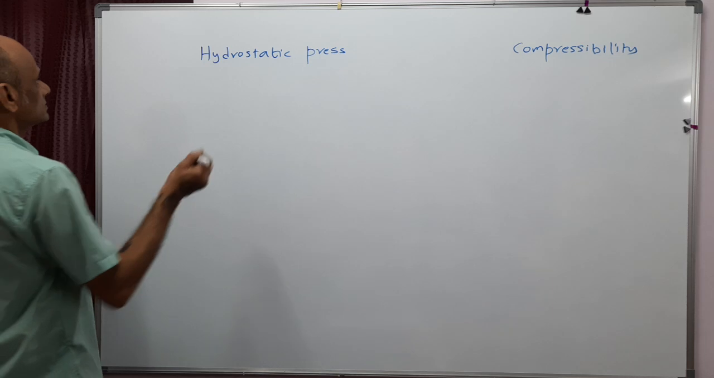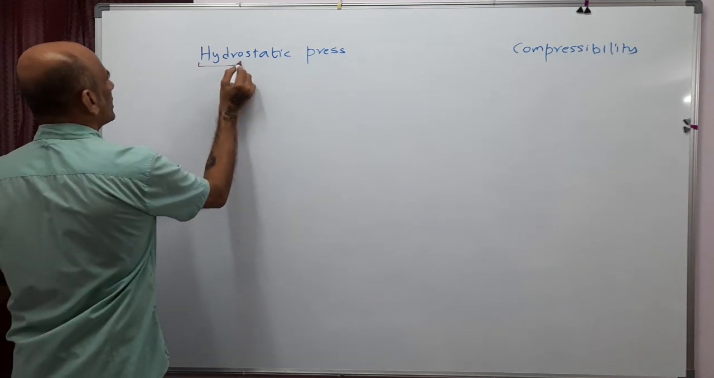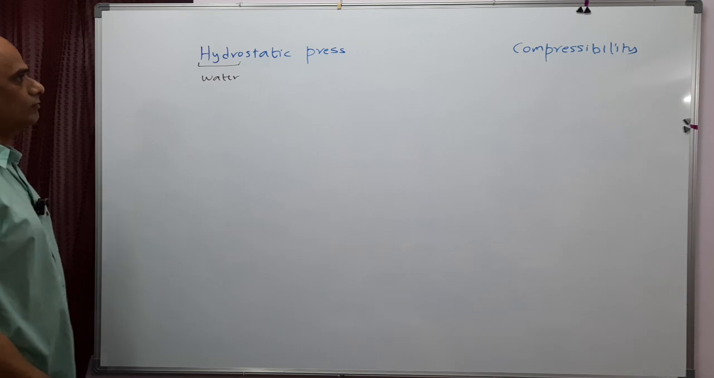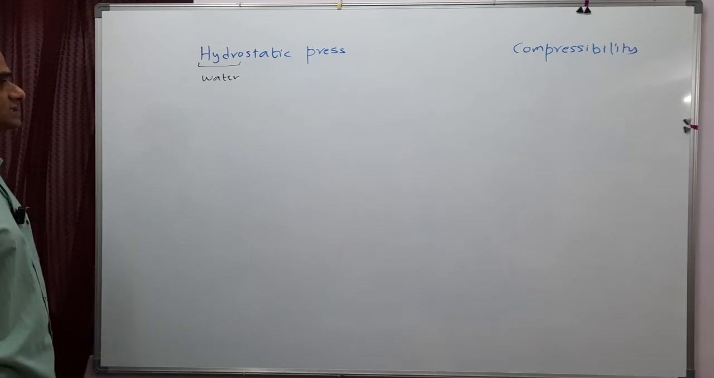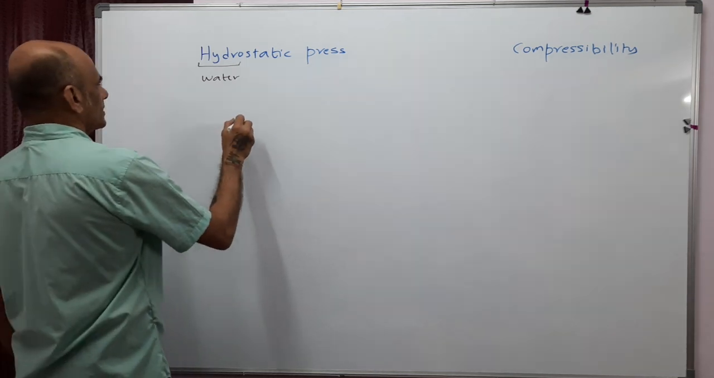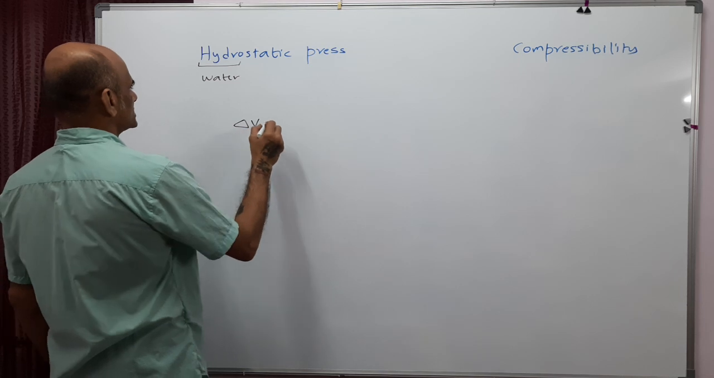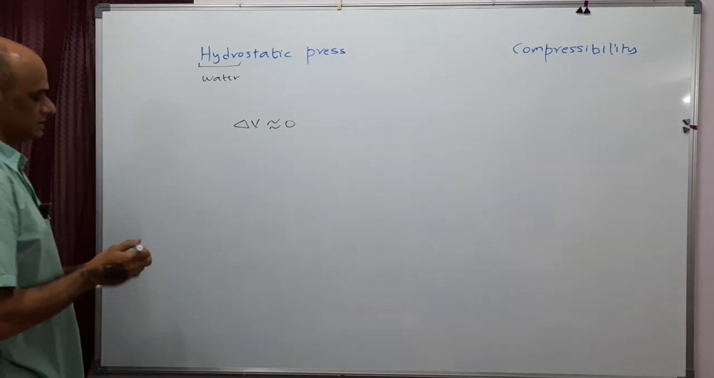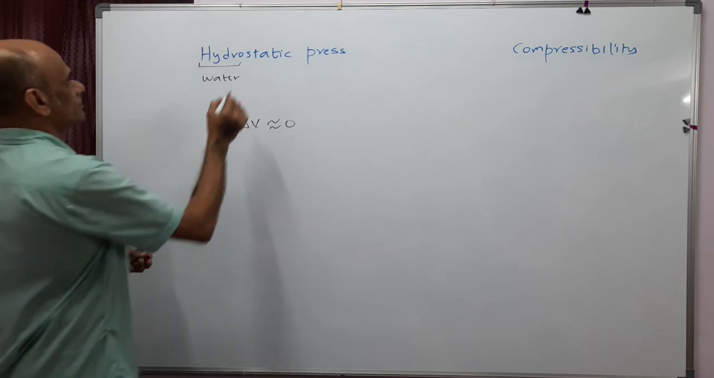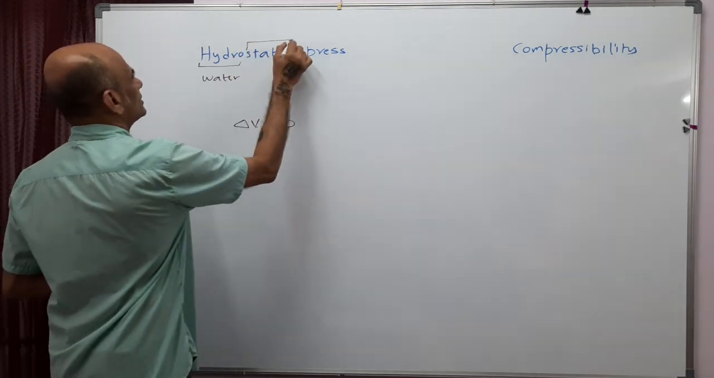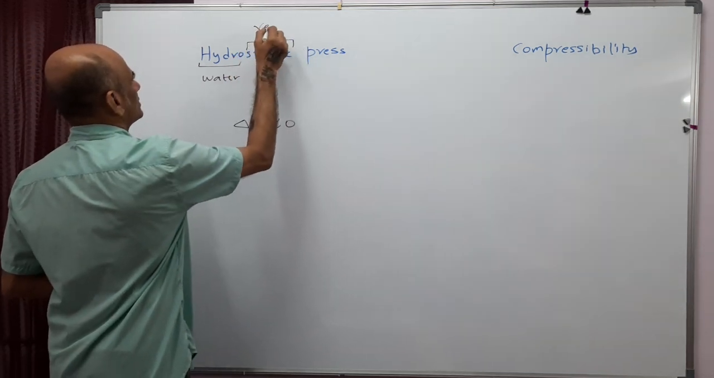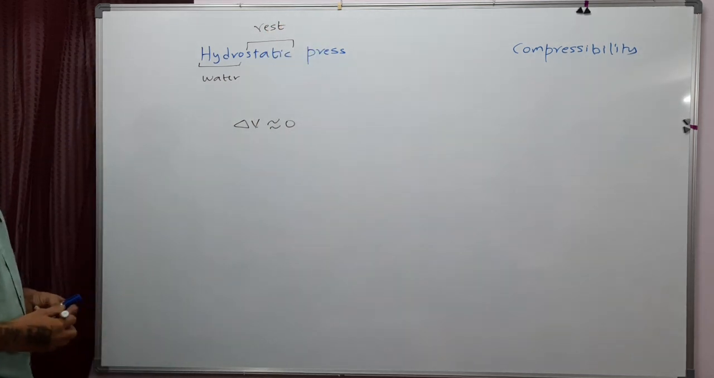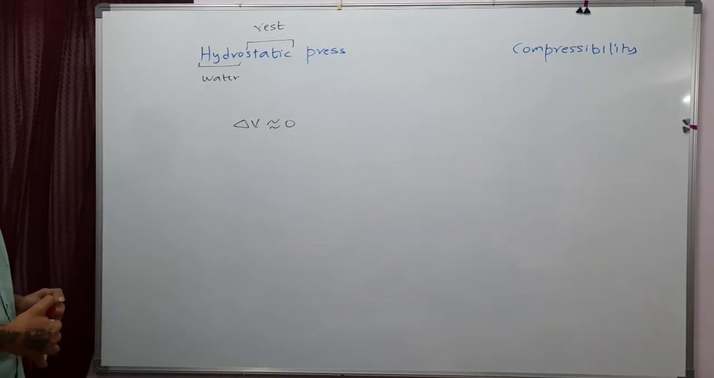Hydro means water, and the property of water is that it's incompressible, in the sense that the change in volume when pressure is applied to it is very small. So this can be approximately zero. Static means water is at rest, that it's not moving. So pressure due to water at rest is hydrostatic pressure.